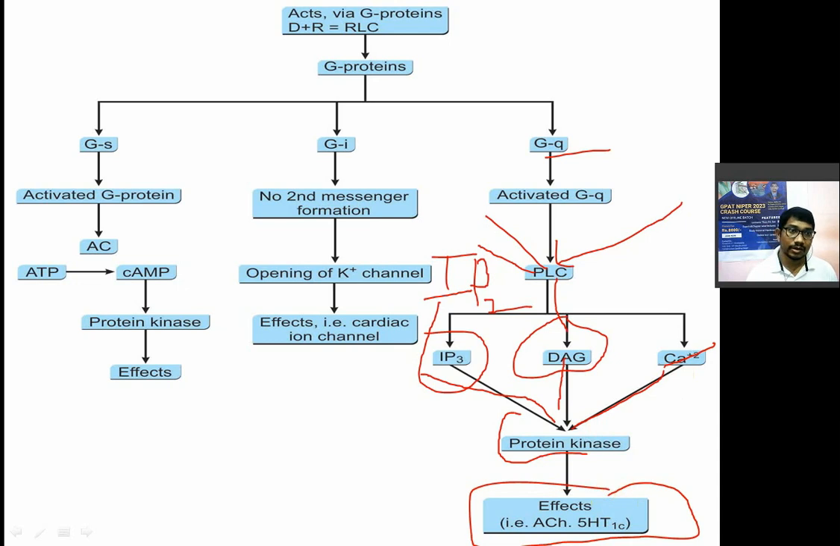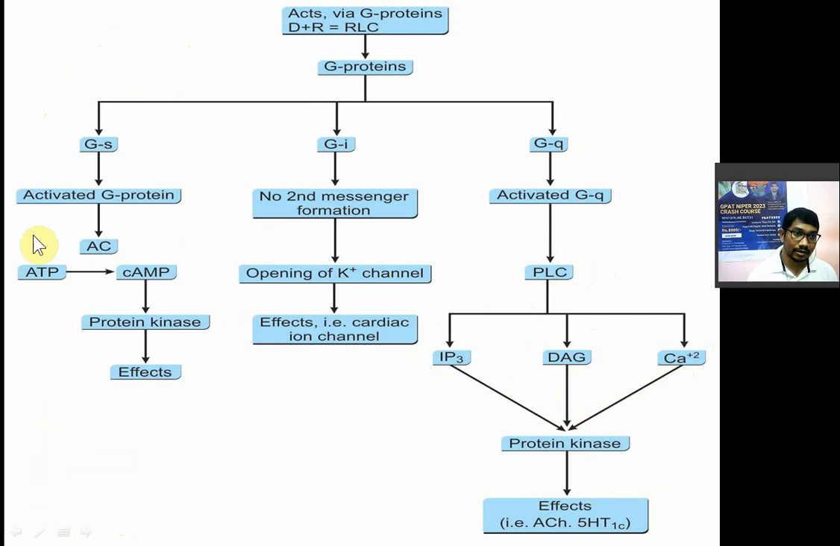So you have to remember there are three pathways. What do we call these? These are known as the effector pathways. First is the activation of adenyl cyclase. Second is the activation of phospholipase C, the DAG and IP3 pathway. Then the third one is the ion channels. That's how G protein coupled receptors act.